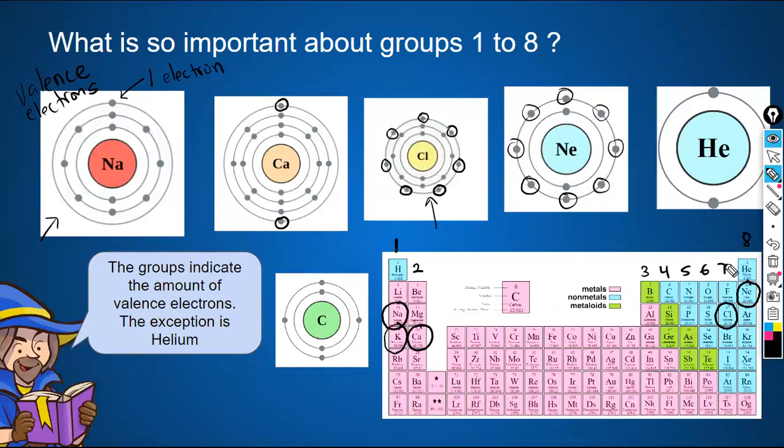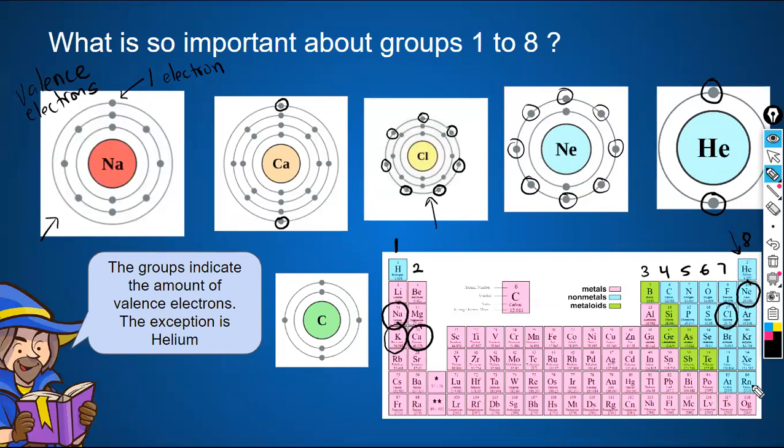There's only one exception to the rule, and that's helium. Helium, when you draw it, even though he's in group 8, he only has 2 outer electrons. Helium is the exception to the rule. He is the only person in group 8 that only has 2 outer electrons.